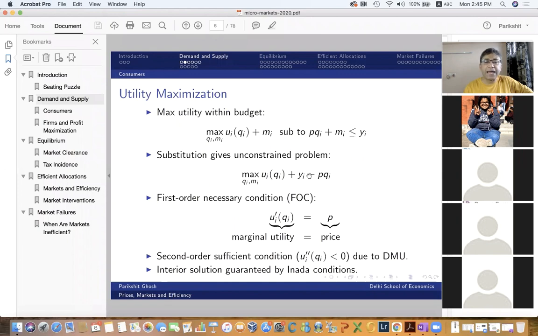Given the assumptions we have made, and particularly the diminishing marginal utility and so on, from that, does the law of demand follow as a logical consequence?